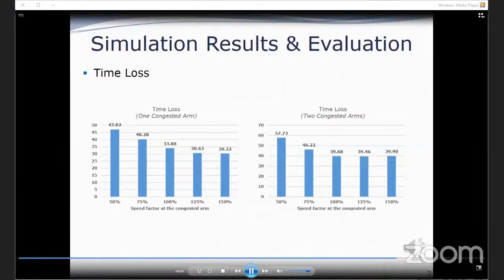In conformance with the total travel time and waiting time results, increasing the speed factor minimizes the time loss. Moreover, after raising the speed factor above a certain threshold, any improvement in time loss becomes marginal. The results show that the time lost in the case of the one congested arm is less than the time lost in the two congested arms for all values of the simulated speed factors. This observation fosters our previous findings that the distribution of traffic volumes on the arms of a roundabout is a major factor affecting its performance.